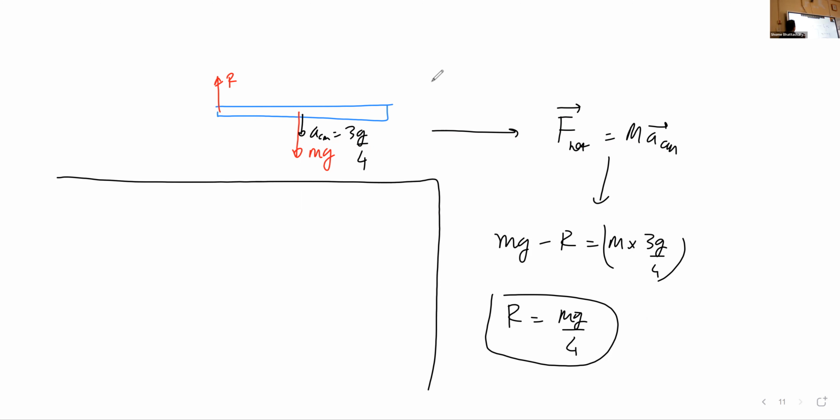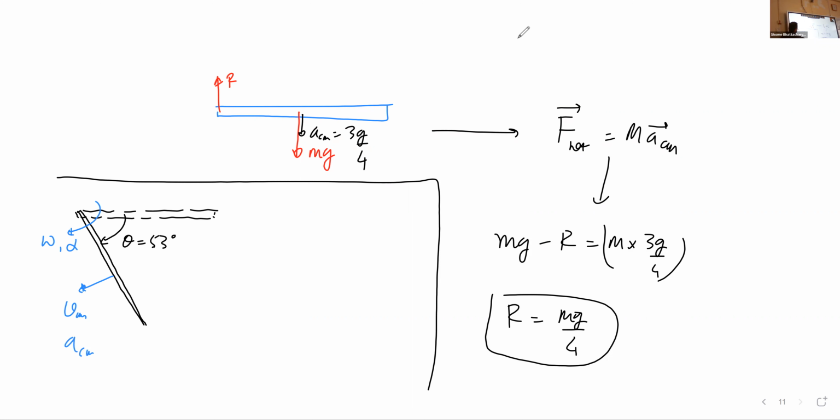Now, after some time, let's say the rod has rotated through some convenient angle, let's say 53 degrees. So its angular displacement is 53 degrees, starting from here only. Now what is the angular speed of the rod? What is the velocity of the center of mass? What is the alpha of the rod? And what is the acceleration of the center of mass?